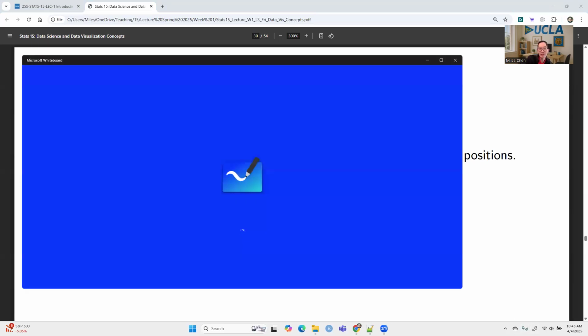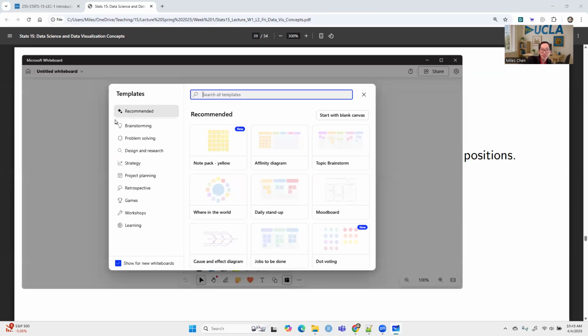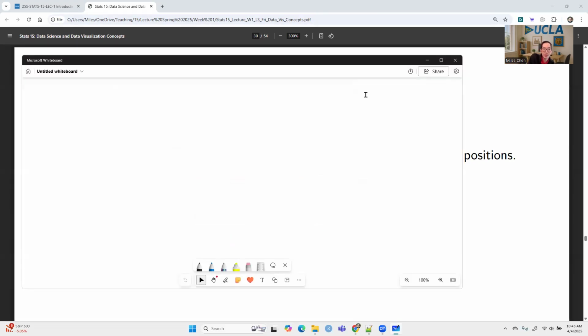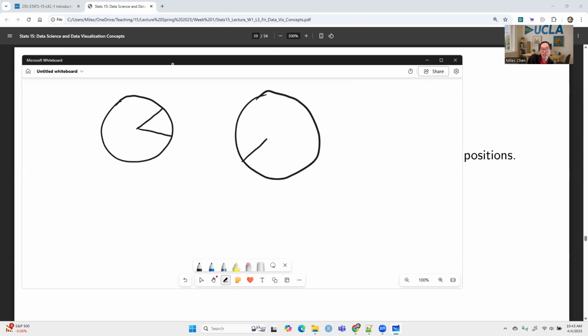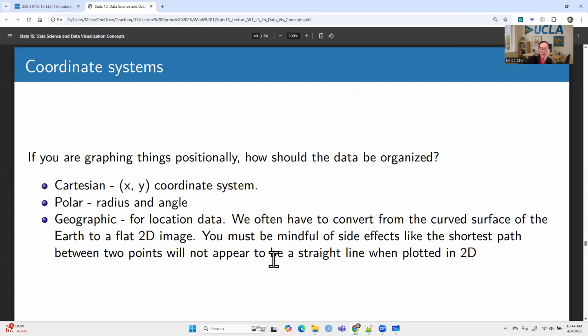Different angles here, right? So for example, if you have a pie chart with this angle and here's another pie chart with this angle, it's difficult to tell which angle is bigger, right? These things are a lot harder to tell. So angles are a lot tougher. Different shades are also pretty tough.